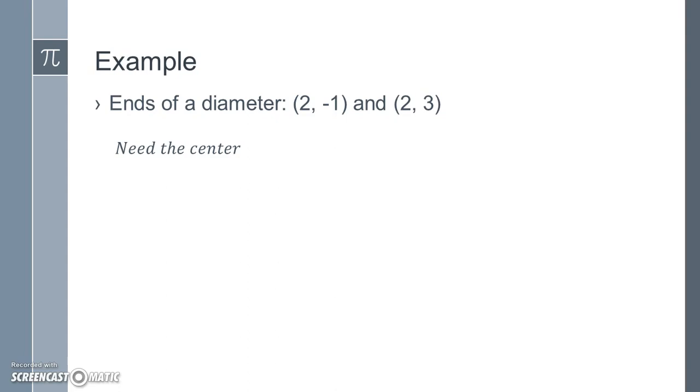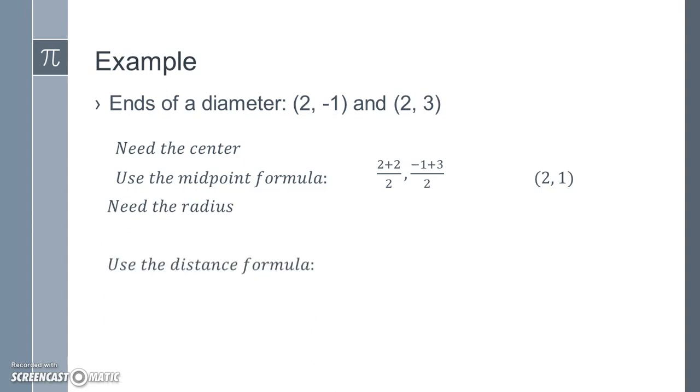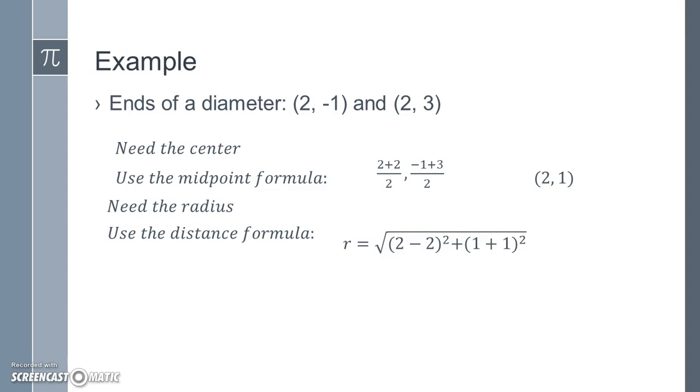So 2 plus 2 divided by 2 is just 2. And then negative 1 plus 3 is positive 2 divided by 2 is 1. So our center is 2, 1. Then we can find the radius by using the distance formula from the center to one of our points. So I'm going to do the first point and our center. So 2 minus 2 squared plus 1 squared. That gives us 0 plus 2 squared, which is 4. Square root of 4 is just 2. So our radius is 2.